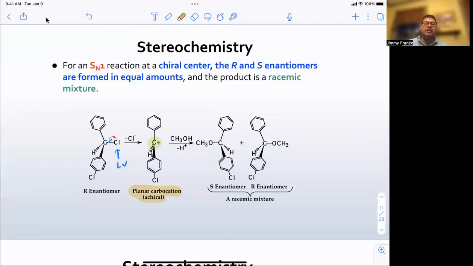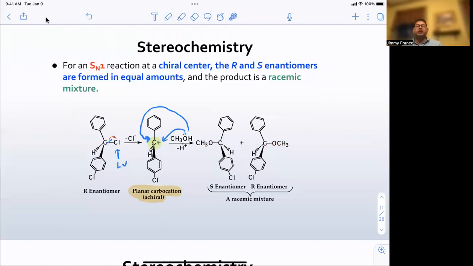Achiral means it's lacking chirality, which means this group here has its lone pairs. It can either attack from the front or it can attack from the back. The reason that it can attack from either side is because it's got that carbocation, which has that empty p orbital. Remember the one we drew on the other page, that hourglass shape? And it can lead to 2 different products.